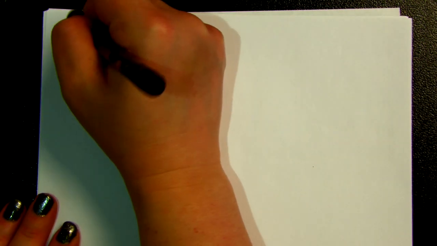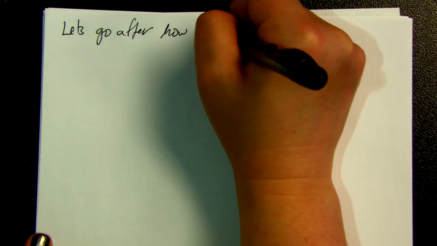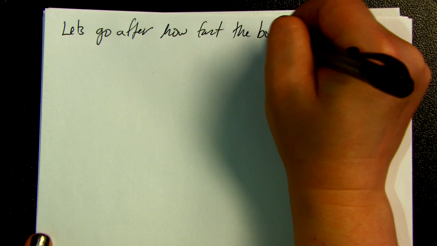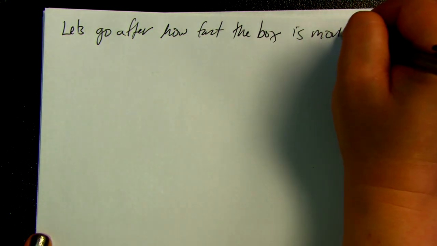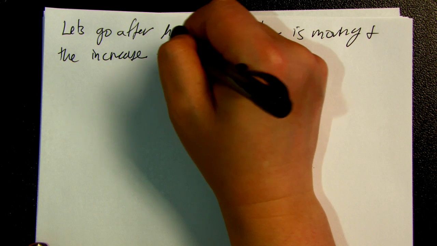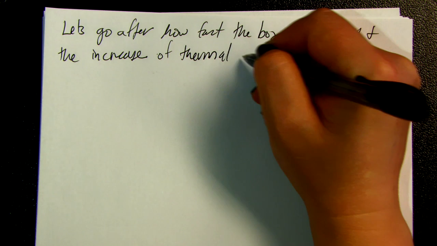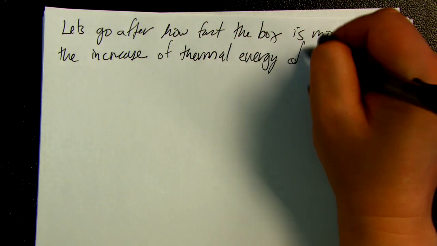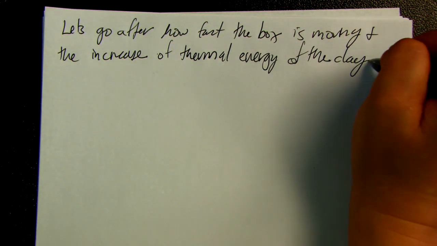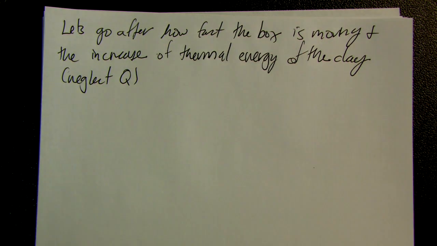Let's go after how fast the box is moving, and the increase of thermal energy of the clay. And we're going to neglect Q. We don't really have any information to go after Q, so that's a pretty good indicator. You can safely neglect that.